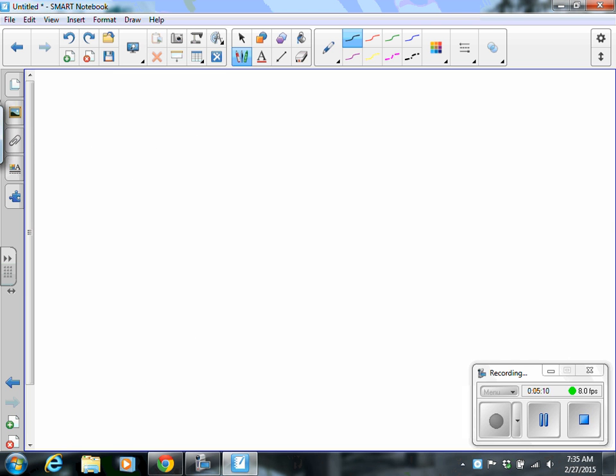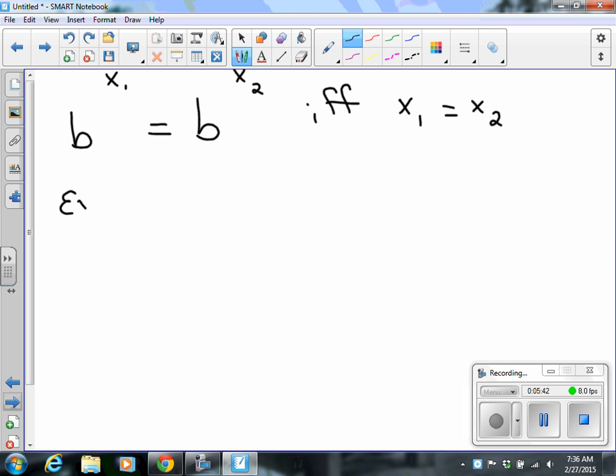All right, so then there's the property of equality for exponential functions, and it states b to the power of x sub 1 equals b to the x sub 2 if and only if x1 equals x2. Okay, so this looks kind of goofy, and we're actually going to do some examples with this.